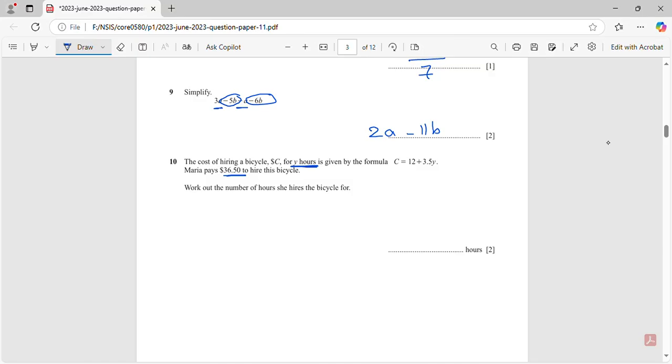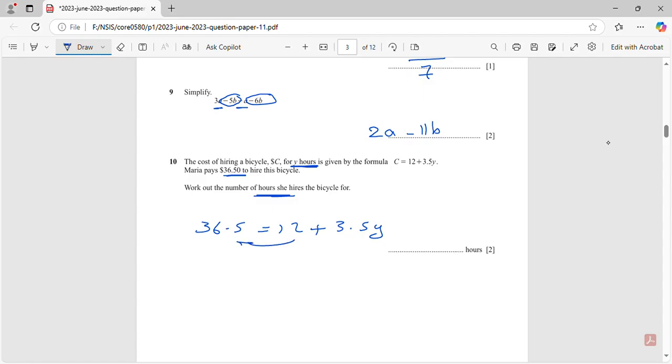ال C ال y دي قلنا it's time. هو قال لي 36.5 hour ولا قال لي 36.5 دولار؟ يبقى الدولار دي بتrepresent ال C الكوست. يبقى أنا كأني بقول 36.5 equal 12 plus 3.5 y. He asked me for how many hours she hired. So I will isolate the y.